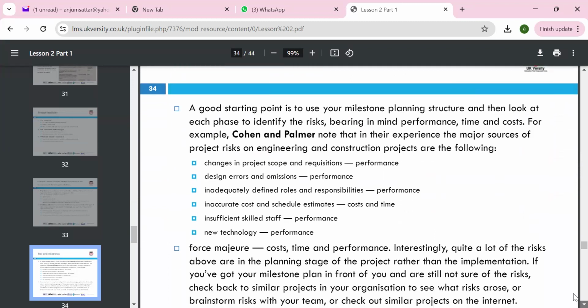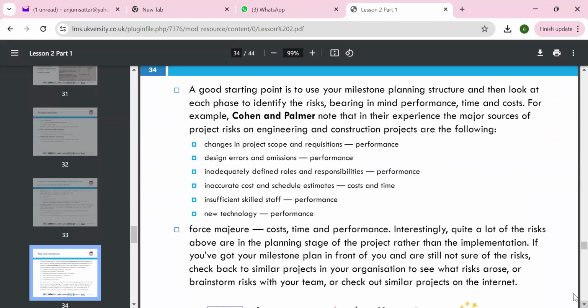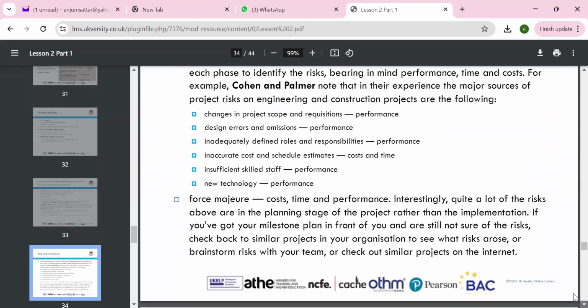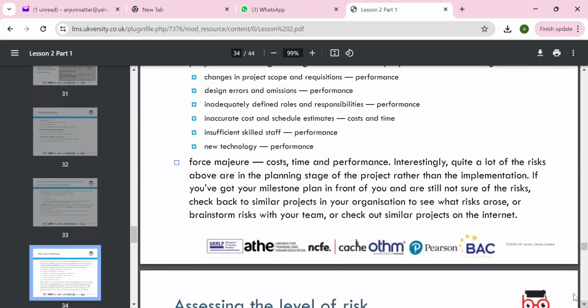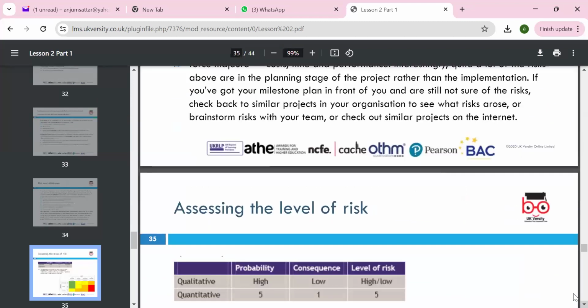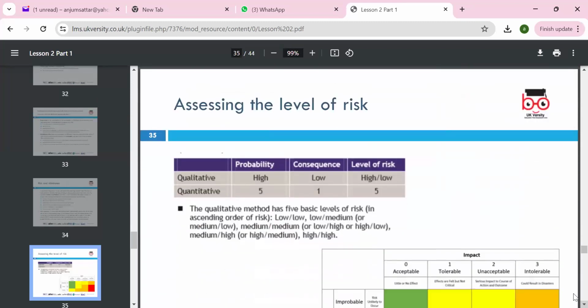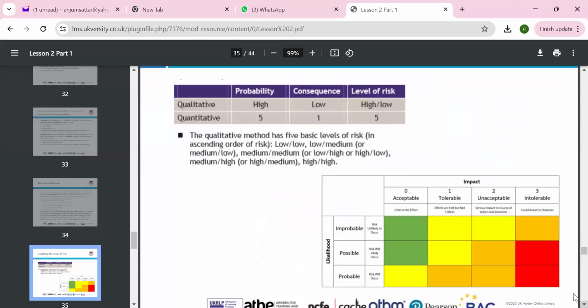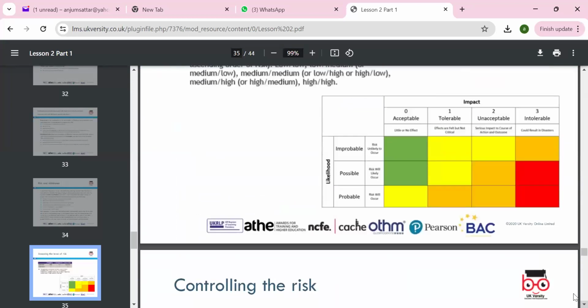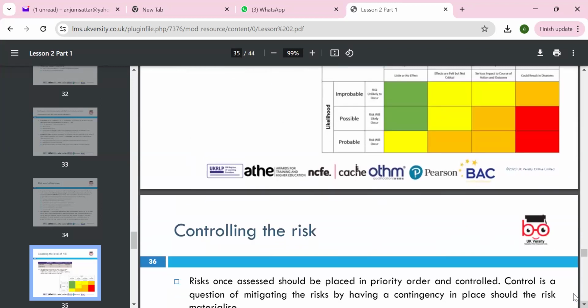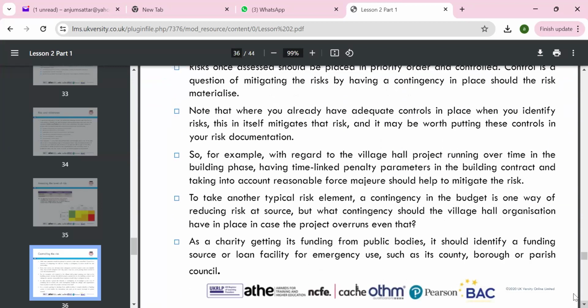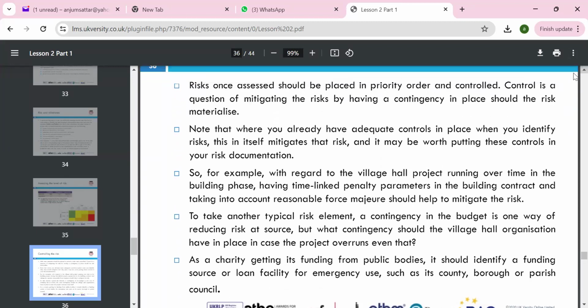According to Chauhan and Plumber, yes, changes in the project scope and requisition, design errors, inadequacy, insufficient new technologies. Assessing the risk levels, we can look at qualitative and quantitative. We can do the important, possible or probable. We can control risk. Risk is happening. Assess them, identify the priority order, and control.